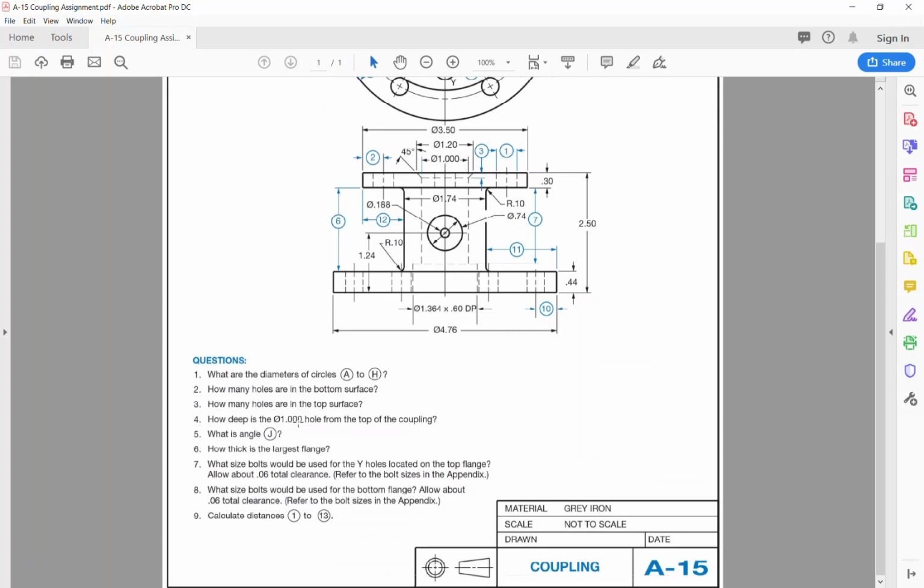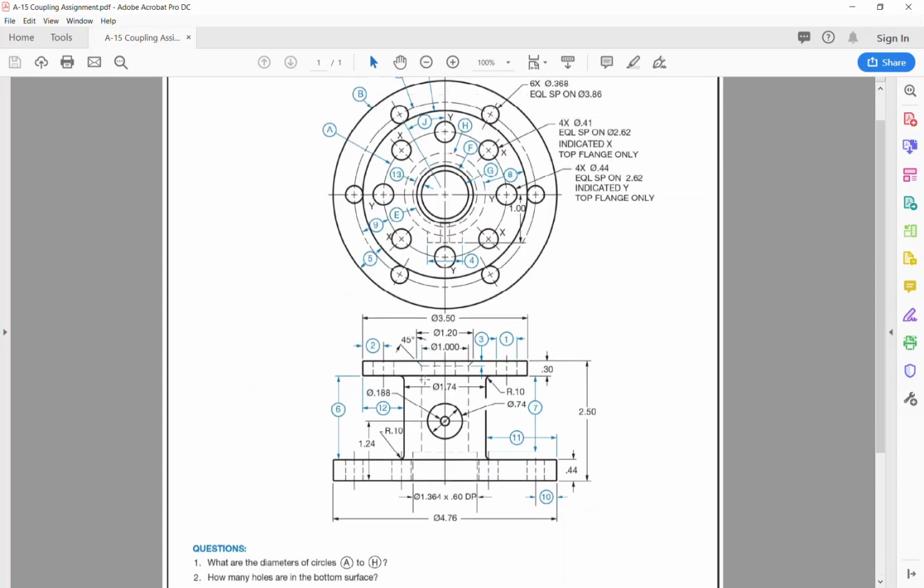How deep is the 1-inch hole from the top of the coupling? If we were drilling a hole into this part, here's the 1-inch hole specified right here. This surface is the top right here. So the 1-inch hole starts, even though it has a chamfered edge, on this visible line at the top, and the hole ends right here. That's where it ends. So we have to look a little deeper, pun intended, at the drawing.